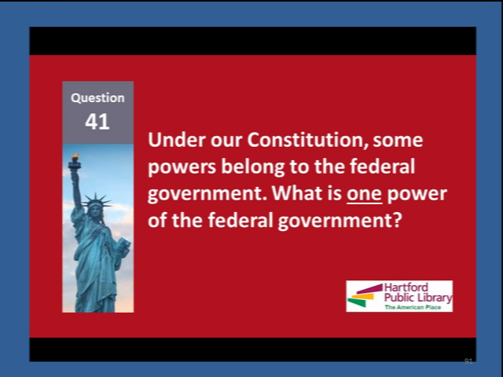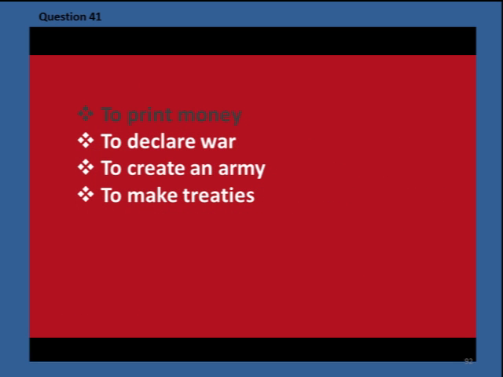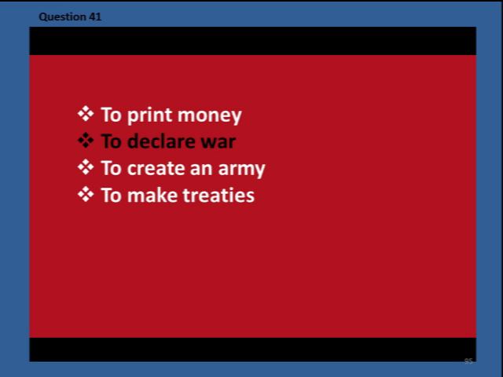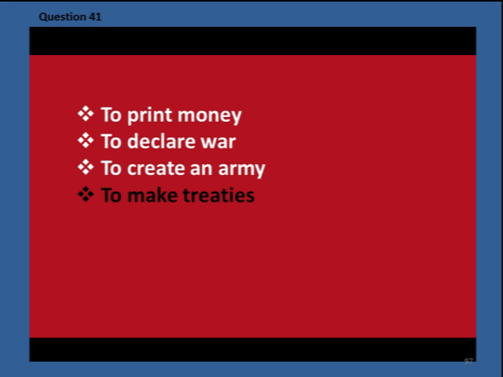Question 41. Under our Constitution, some powers belong to the federal government. What is one power of the federal government? To print money. Some powers that belong to the federal government are the powers to print money, declare war, create an army, and make treaties.